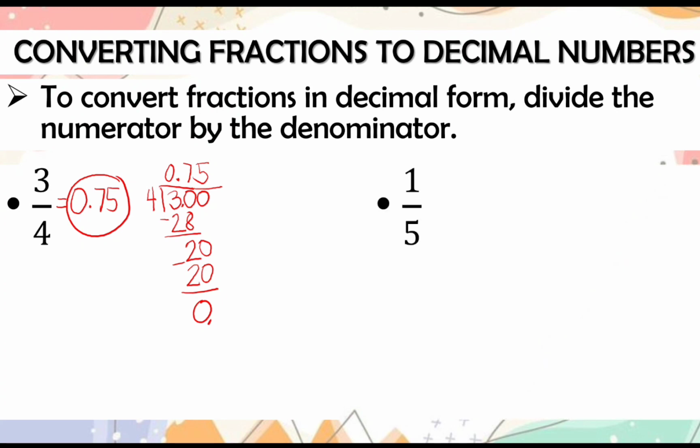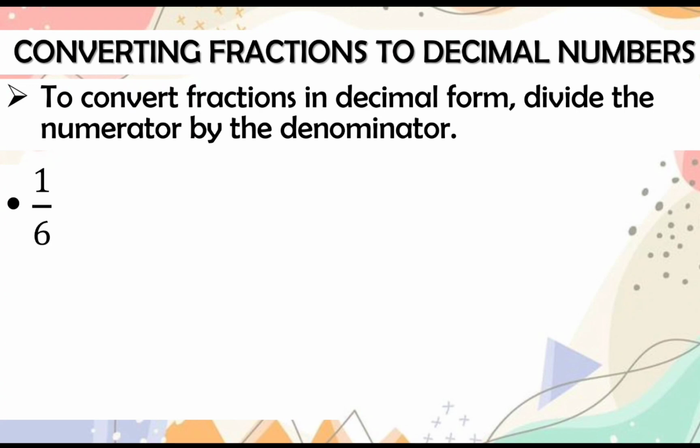Example number 2, we have 1 over 5 or 1/5. Again, divide the numerator by the denominator. So here we have 1, sa labas yung 5. 1 divided by 5 cannot be, so that is 0. Put decimal point, borrow 0 from the dividend. So 10 divided by 5 is 2. 2 times 5 is 10. 10 minus 10 is 0. So ang sagot po dito ay 0 and 2 tenths.